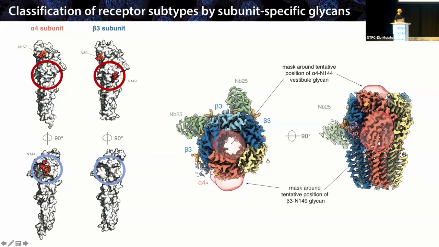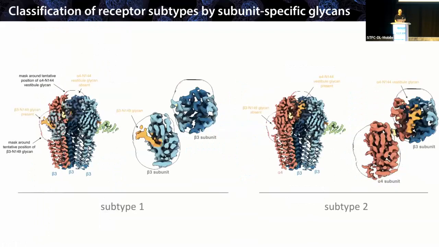So the alpha-specific mask would be this one on top here. And now, again, you do 3D classification without alignment. And you can see that in the first receptor subtype, you have a glycan at this position, but not here. And the inverse is the case for the second receptor subtype, where there is no glycan here, but a clear glycan at this position.